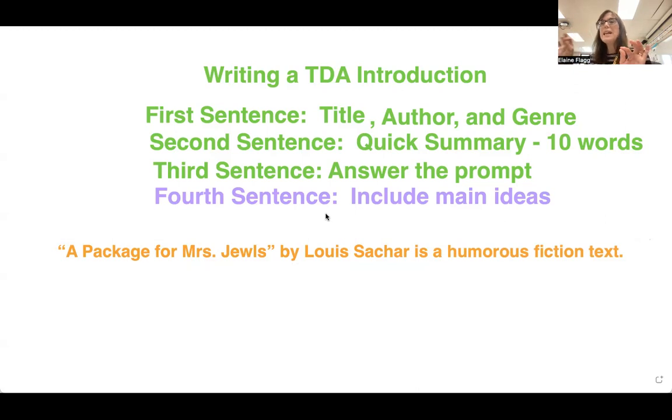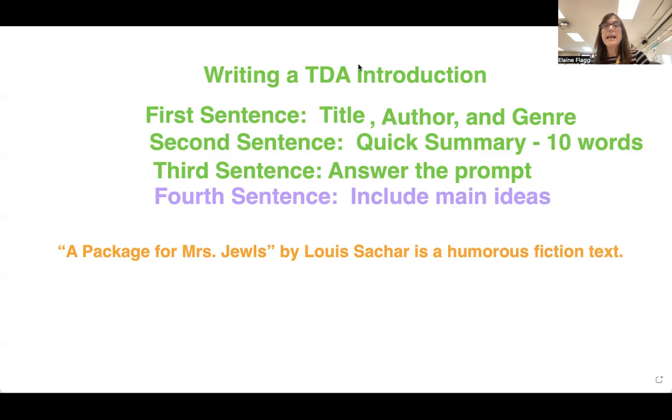Author's name is a realistic fiction piece, or is a play. Wasn't it a play? Is a drama, is a play. So there are a lot of different ways you could say that. Off and Running by, and then you find the author, is a realistic fiction piece. So the first sentence stays the same no matter what.